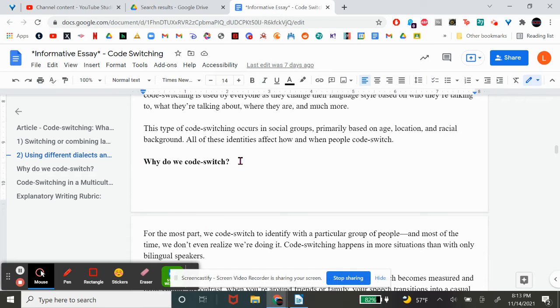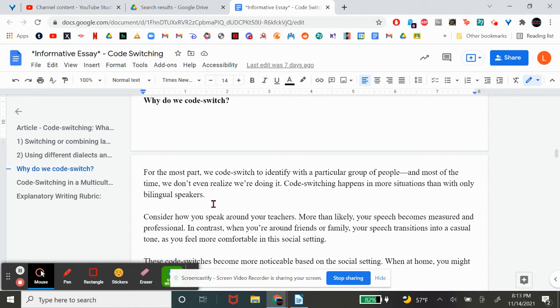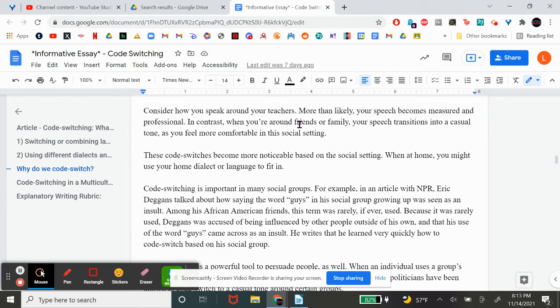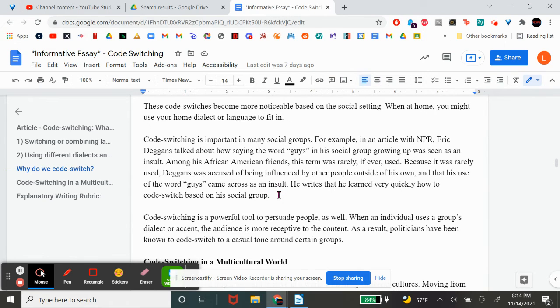Why do we code switch? For the most part, we code switch to identify with a particular group of people, and most of the time we don't even realize we're doing it. Code switching happens in more situations than with only bilingual speakers. Consider how you speak around your teachers. More than likely, your speech becomes measured and professional. In contrast, when you're around friends or family, your speech transitions into a casual tone as you feel more comfortable in this social setting. These code switches become more noticeable based on the social setting.